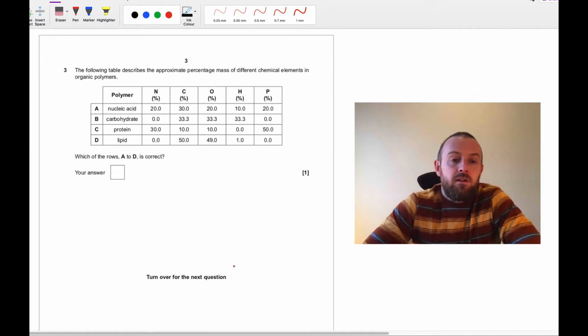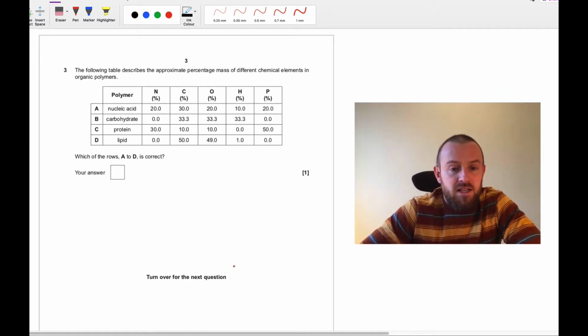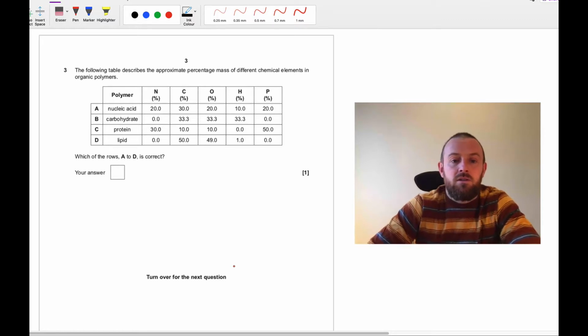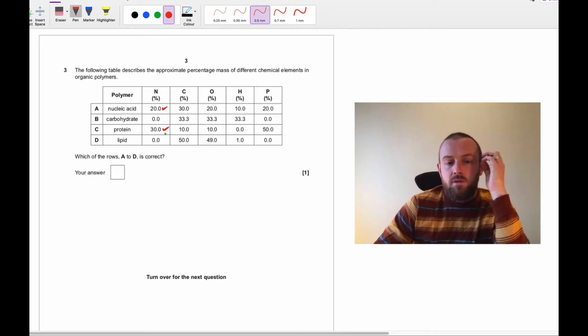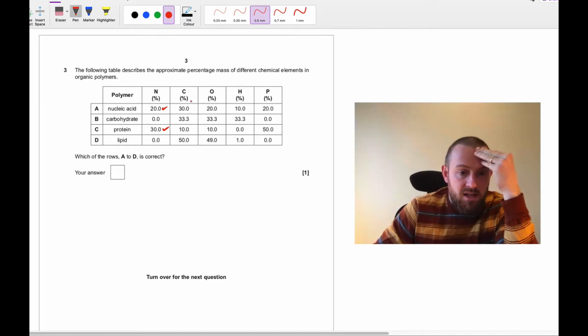Question 3. The following table describes the approximate percentage mass of different chemical elements in organic polymers. Ooh, which is correct? All right, well, let's look at the nitrogens here. So, first of all, this is annoying because this is right. Nitrogen just is in nucleic acids and proteins. I think 30% is a bit high. So I'm thinking it's A, but let's look at the rest of them.